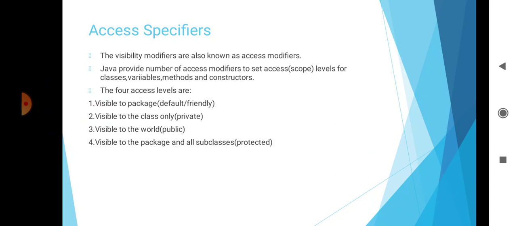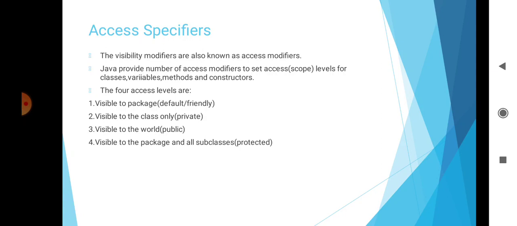Then access specifiers. The visibility modifiers are also known as access modifiers. In Java, it may be necessary in some situations to restrict access to certain variables and methods from outside the class. For example, we may not like the objects of the class to directly alter the value of a variable or access a method. We can achieve this in Java by applying visibility modifiers.